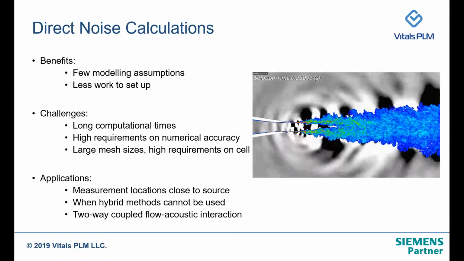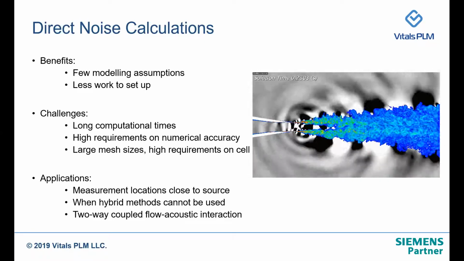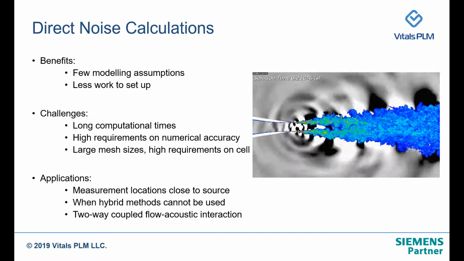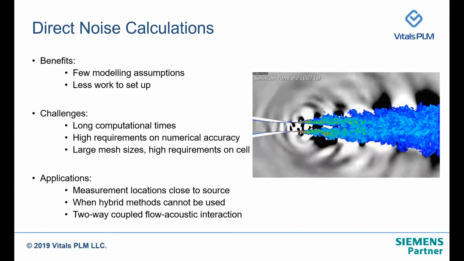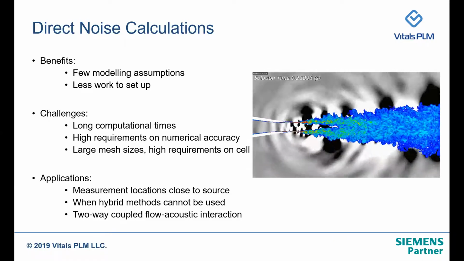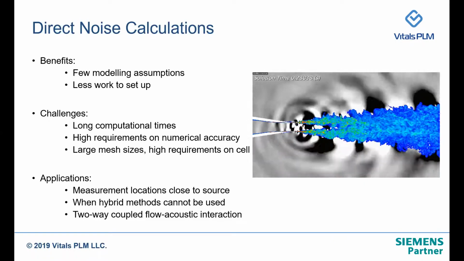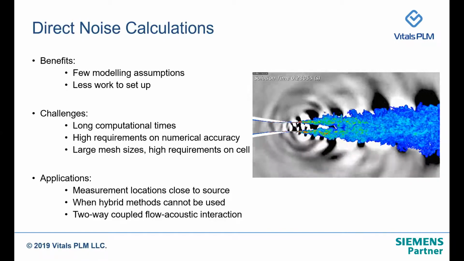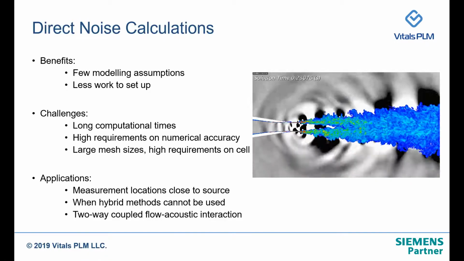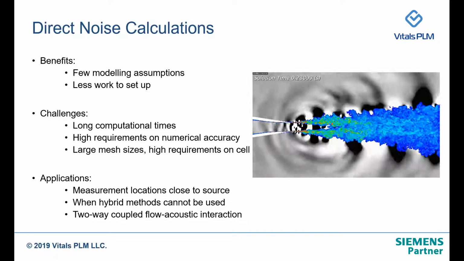Typical applications include cases where the measurement location is close to the source, which means the propagation to be predicted or solved is in the near field, and applications where the hybrid methods cannot be used. For example, the two-way coupled flow acoustic interaction, where the hybrid methods cannot be used. That's the limitation with the hybrid methods.